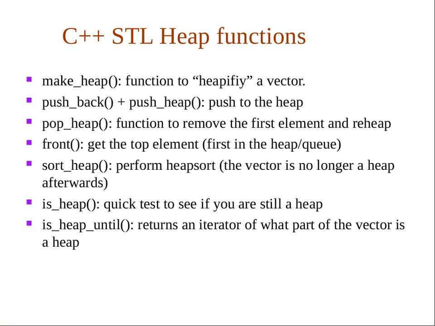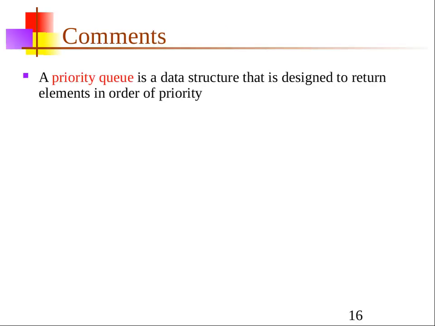We'll just have some weird slides going on today. That's fine. make_heap heapifies. Remember, if you're going to add to the heap, you have to push_back and push_heap, so it's two function calls you must perform. Then you can get the front, and you can sort the heap if you want to do heap sort. Bet you would have liked that earlier. is_heap can tell you if you're still a heap, and is_heap_until tells you what part of the range is still a heap.